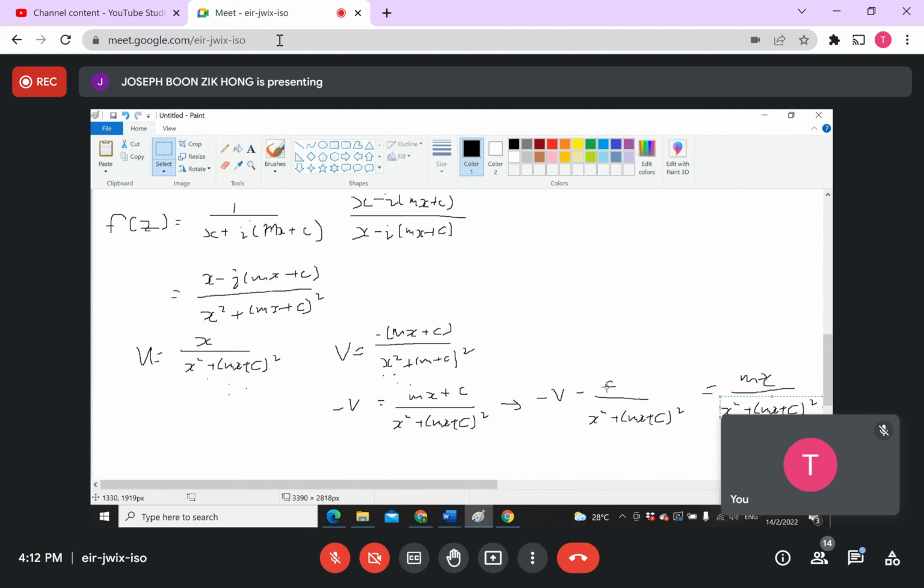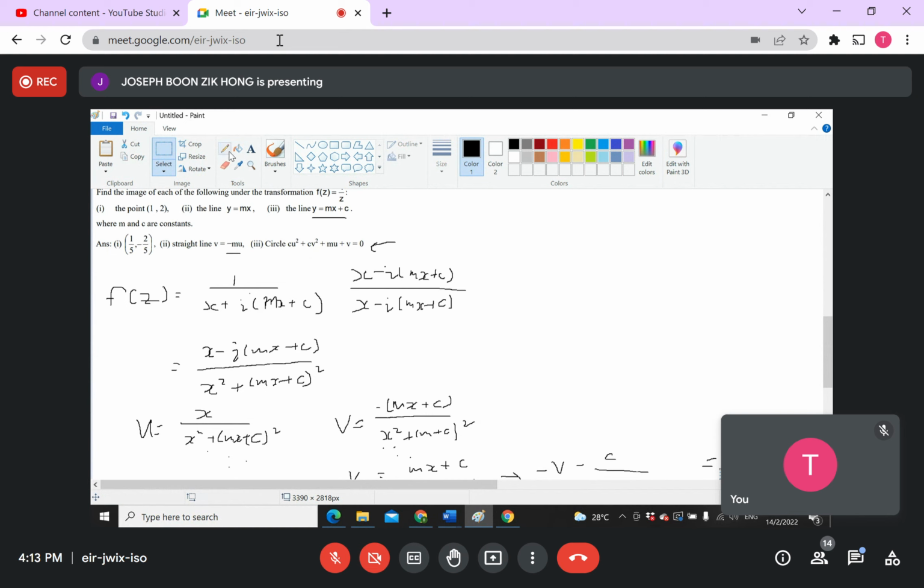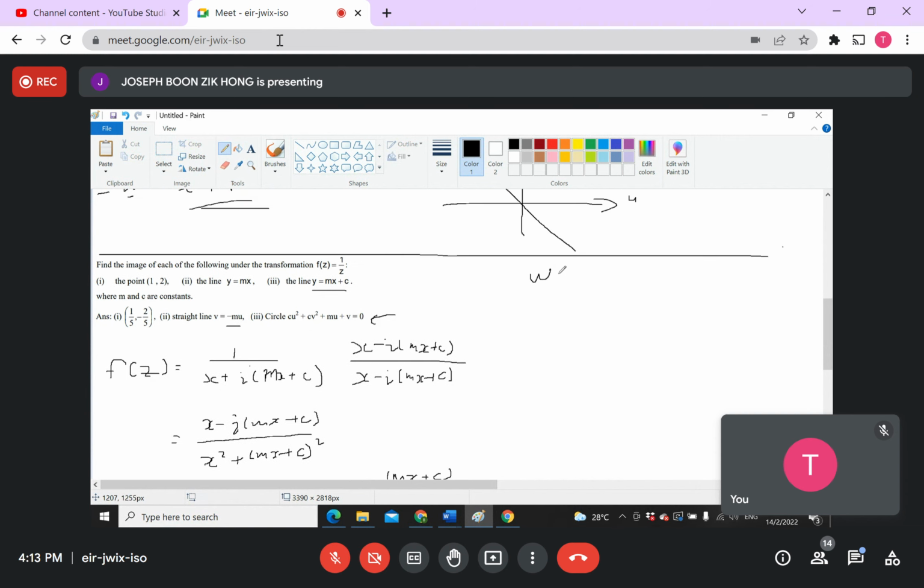So here, we don't use this method. Instead of this method, we use another method. What is the method? I know that my w is 1 over z. It is x plus iy. We know that. What is your w? w is u plus iv.